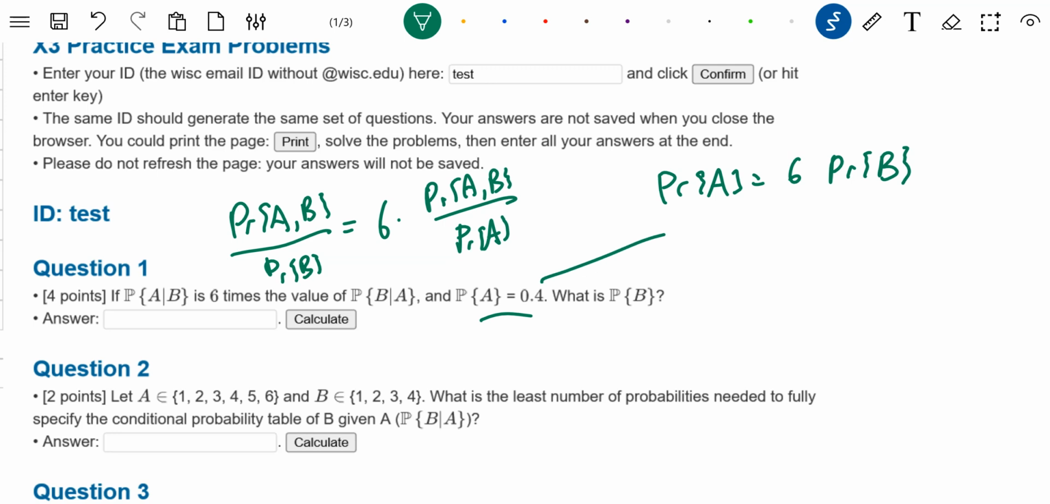Okay, now we know A is 0.4, then B is just 0.4 divided by 6. So that's the answer. Again, it's just applying formulas.